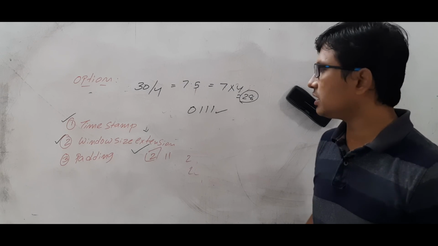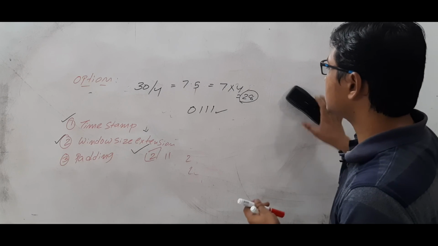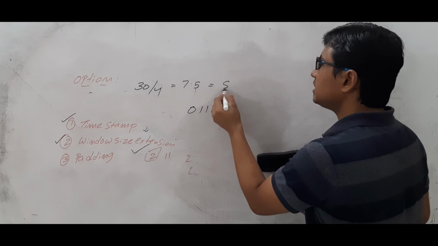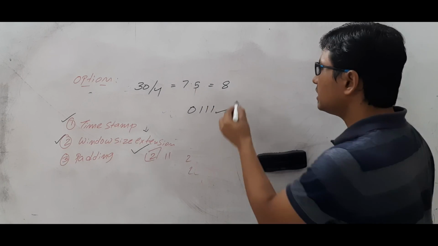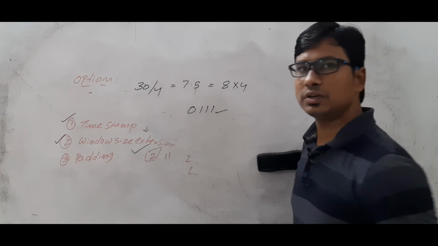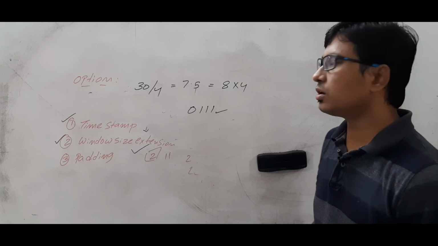Are you able to understand? The problem is not solved if I take it as 7. Why can't I make it 8? But if I make it 8, 8 into 4 is 32, but the actual size is 30 bytes only. So still the problem is not solved.